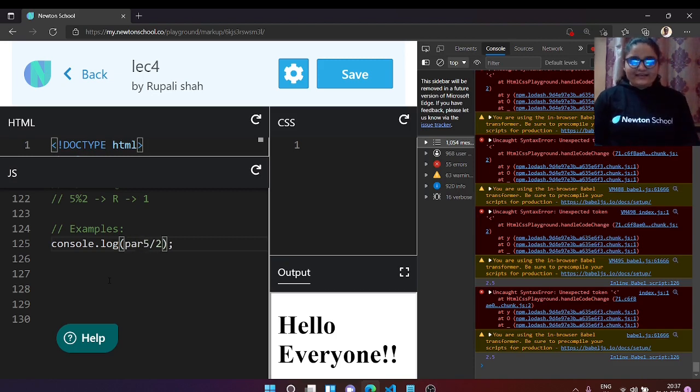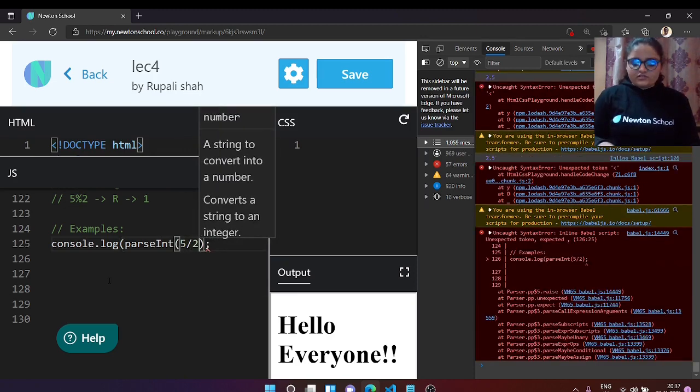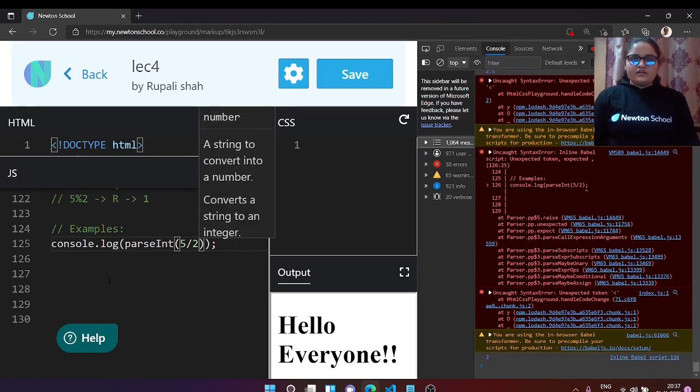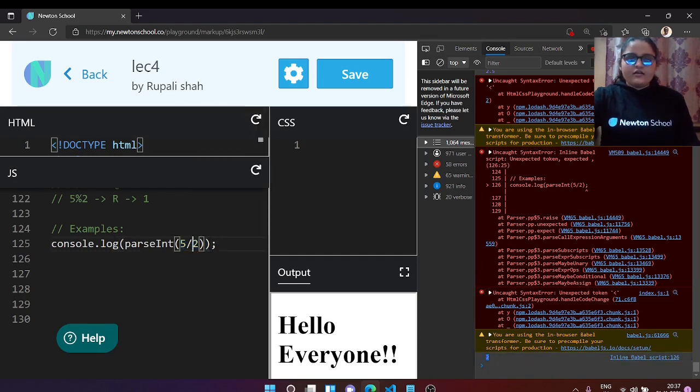parseInt. This is a particular function that helps you convert a floating number to an integer. And as soon as we wrapped this expression in the parseInt function, we got 2 over here. So the quotient of this operation 5 by 2 is 2.